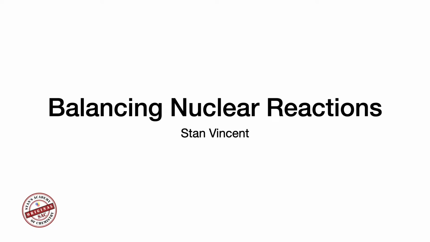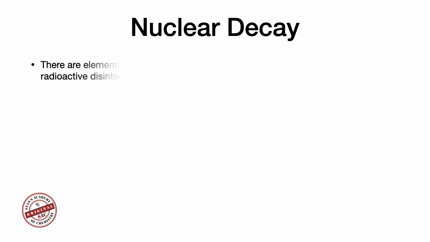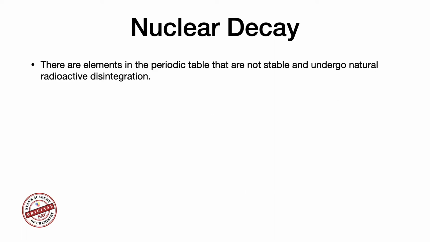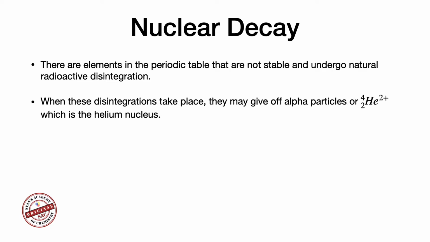In this video, we will see how we can balance nuclear reactions. There are elements in the periodic table that are not stable and undergo natural radioactive disintegration. When these disintegrations take place, they may give off alpha particles, which is nothing but the helium nucleus. The helium nucleus has 2 protons and 2 neutrons, therefore the atomic number is 2 and the mass number is 4.